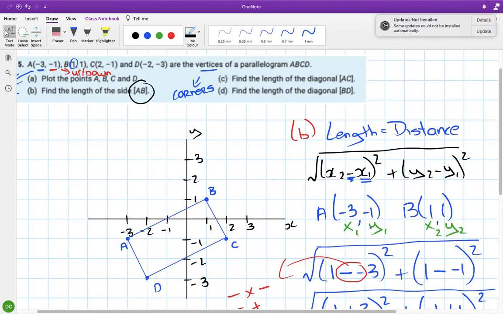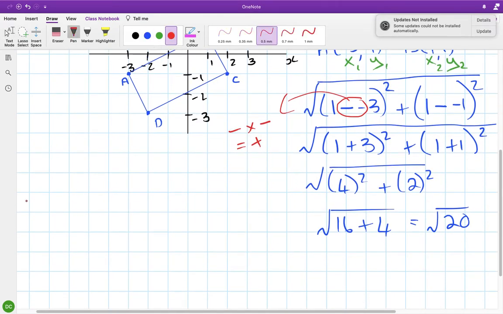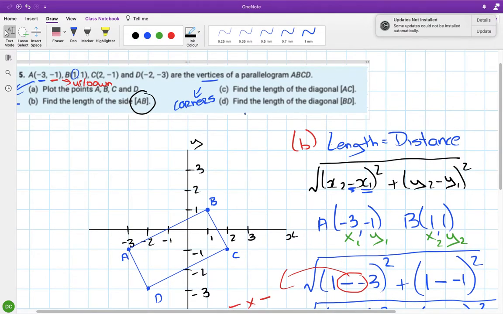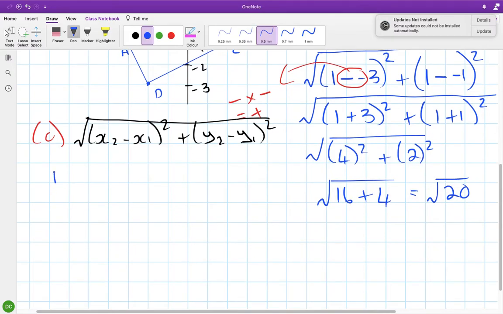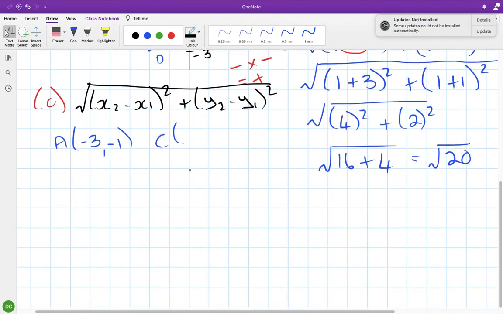Okay, so the next one is the length of the diagonal AC. So again, we're doing a length, so we write down our length formula. And then I'm doing, what was it? A and C. Okay, so A is minus 3, minus 1, and C is 2, minus 1. Yep, C is 2, minus 1.